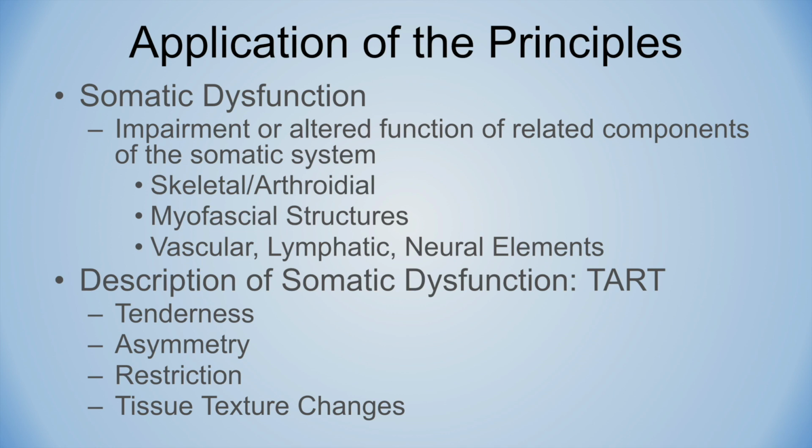So the somatic dysfunction is basically that altered function that we're going to be picking up from different body systems, and that could be the skeletal system, joints, could be myofascial structures, might be vasculolymphatic or neural even. And what we're looking for generally are called TART findings. So that's tenderness, asymmetry, restriction of range of motion, and tissue texture changes. So it stands for TART.